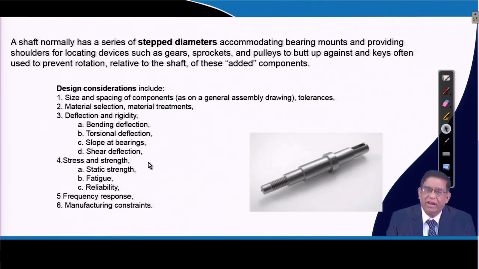Similarly, the stress and strength, that is, static strength, fatigue and reliability, are considered, and then the frequency response, how exactly the load will be transmitted and where the stresses will be coming. And then to manufacture it, if you design a very complicated thing, it is difficult to manufacture. Another thing you need to see is where the stress concentrations will be, whether these stress concentrations may lead to weakening of the shaft, and that machine may get premature failure.